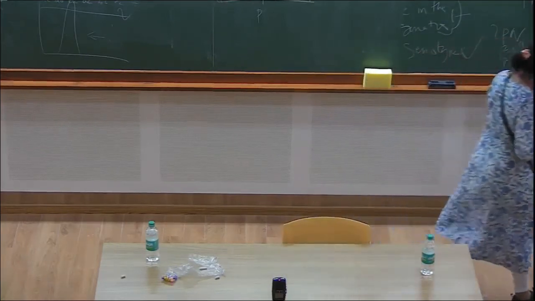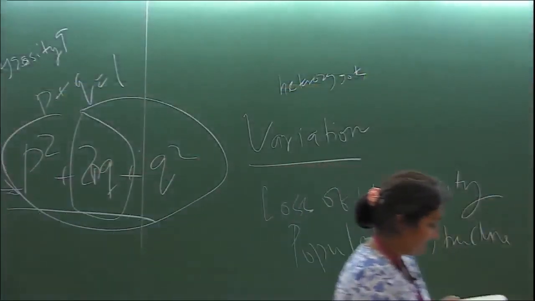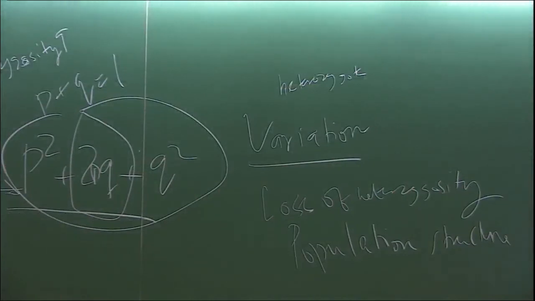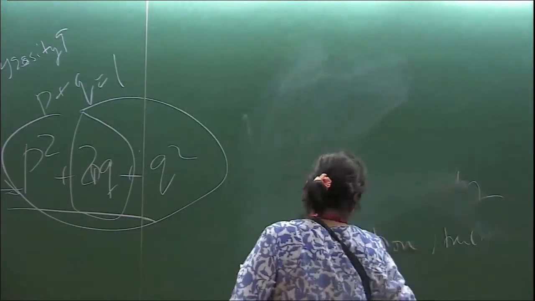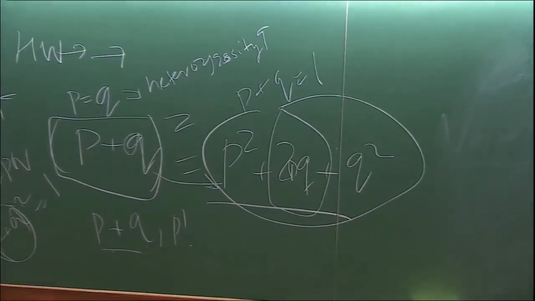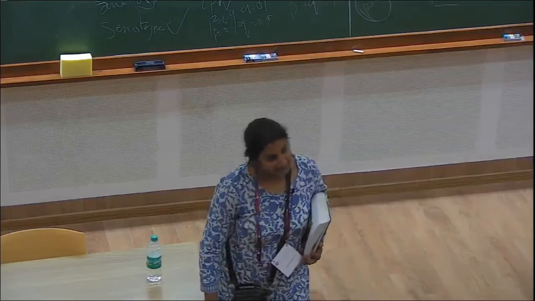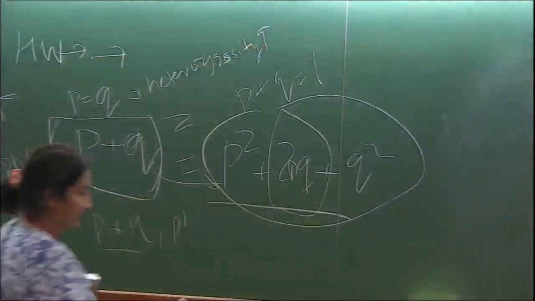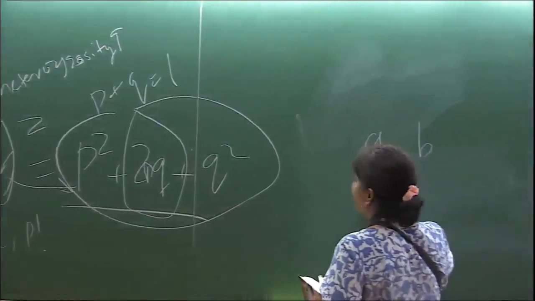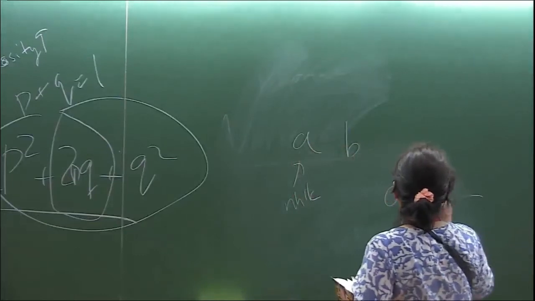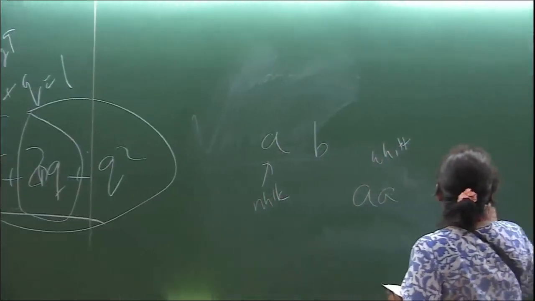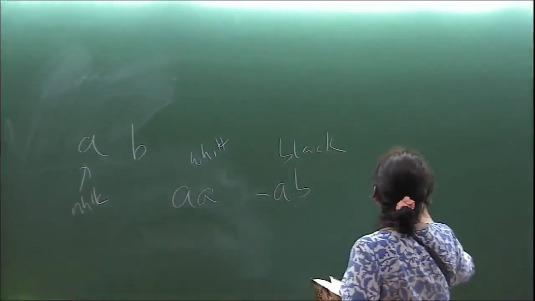So the first question you might ask is, suppose you see white bears and black bears, and you see fewer white bears than black bears. What is the first thing you'll be tempted to say? It's a two allele system, we know that. The alleles are A and B. A is the white allele. So AA is white, AB is black, and BB is black.